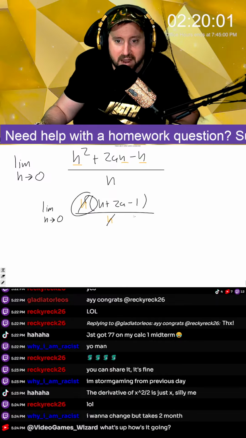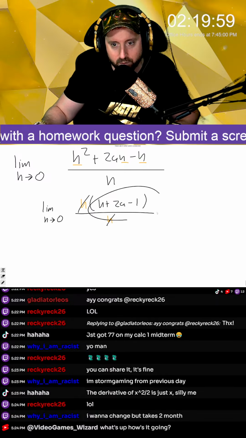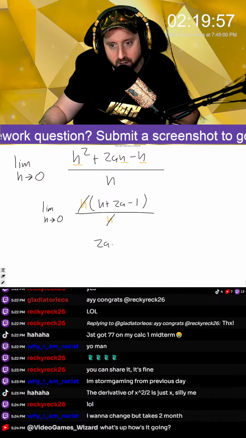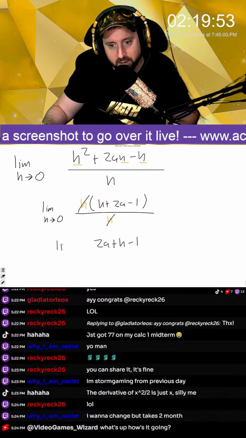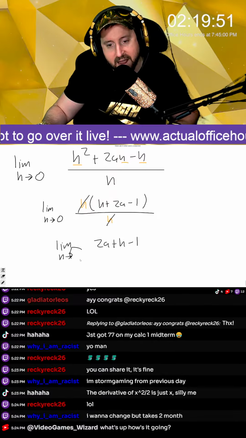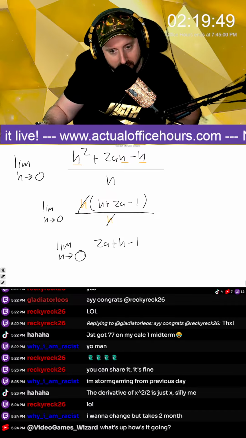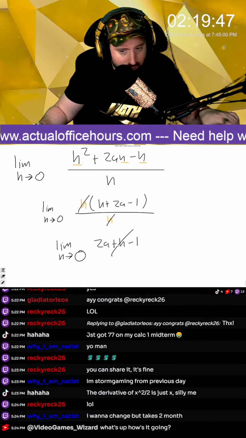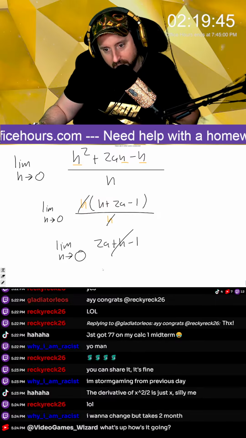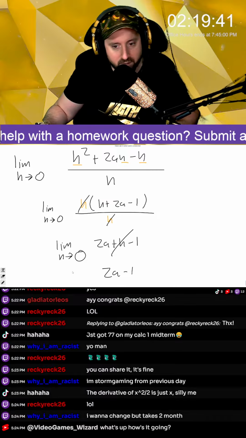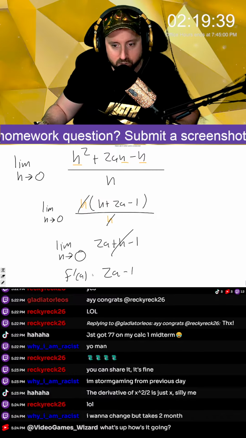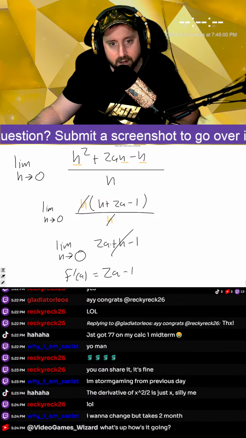Okay, so here's the cool thing. Now the H is gone on the bottom. So now we're left with this: 2A plus H minus 1, limit as H goes to 0. Now I can plug in H equals 0 because then this just goes away. And you're left with 2A minus 1. And this is f prime of A, which is also the slope of the function at A.